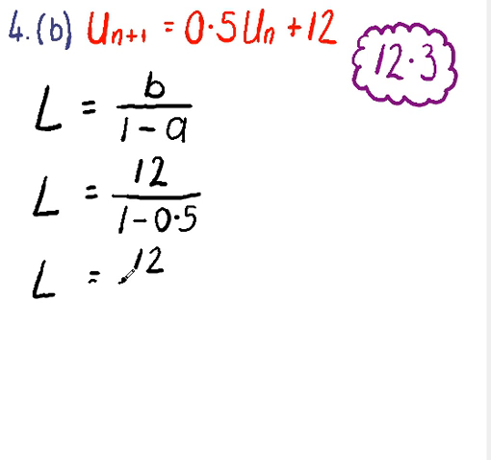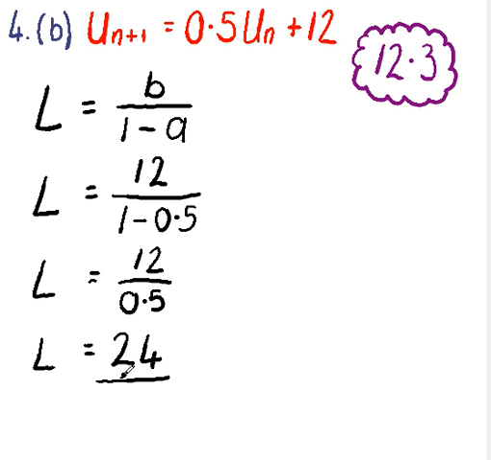divided by 0.5, and 12 divided by 0.5 is 24. So the limit of our recurrence relation is 24. If we think back to part A of the question, the figures we got seem to suggest that.